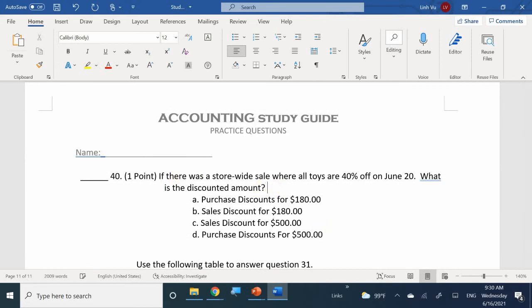So in this case, sales discount for 500. 250 times $5 gives you what, 1250. Yeah. And we're taking 40% of that.